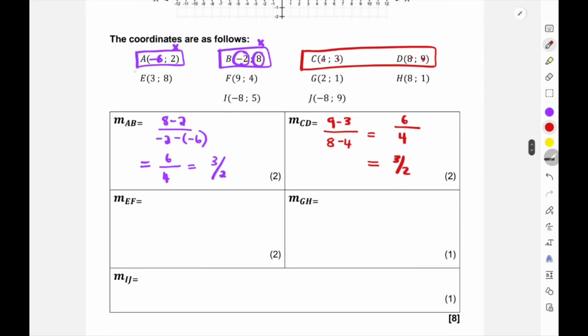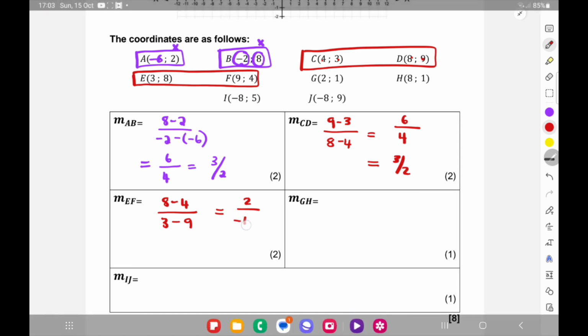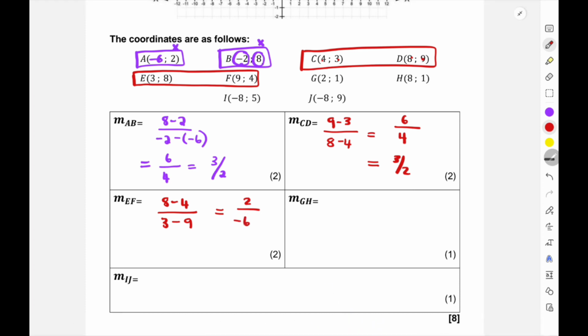Then the gradient of EF, these two over here. Change of y, I'm going to start with the 8. Then for the second one, I start with the 3. 8 minus 4 is 2. 3 minus 9 is negative 6. And 2 divided by negative 6 gives you negative a third. I just want to see that I did it correctly. 8 minus 4 over 3 minus 9. Yeah, you see, 8 minus 4 is 4, sorry, gives you negative 2 over 3.